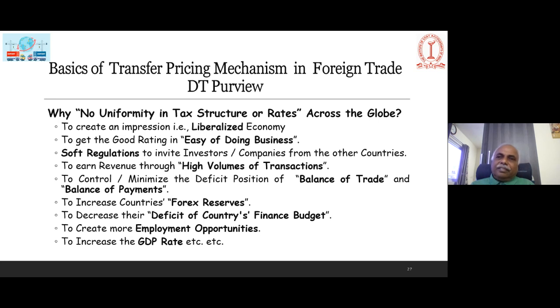So here, to create more employment opportunities, once the tax is reduced, growth will happen. A number of companies will definitely start in that particular zone. Once the companies have started their business, employment opportunities and the GDP rate will increase. That's why in some parts of the world some countries have lower tax, some countries high tax. That difference is on account of these reasons only. Some countries are charging lower tax.